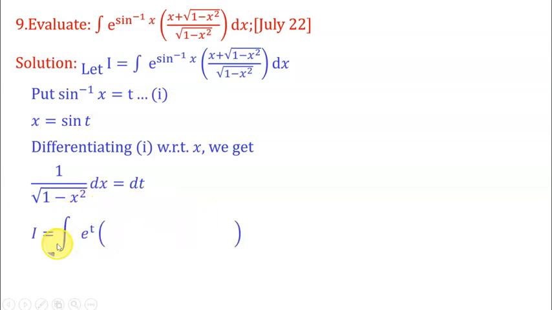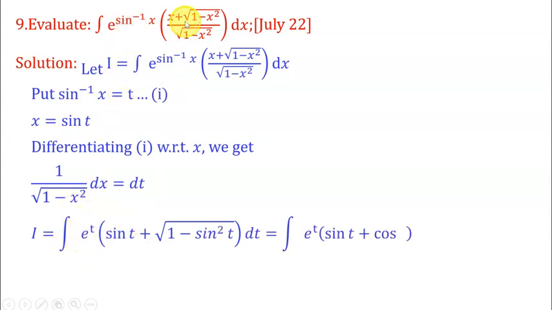Okay. Therefore our integral becomes integral e raised to t, the value of x is sin t, plus root of 1 minus sin square t. Therefore here dx upon root of 1 minus x square is nothing but dt. The value of x is sin t, and root of 1 minus sin square t is nothing but cos t. Therefore, again, this is the standard result.